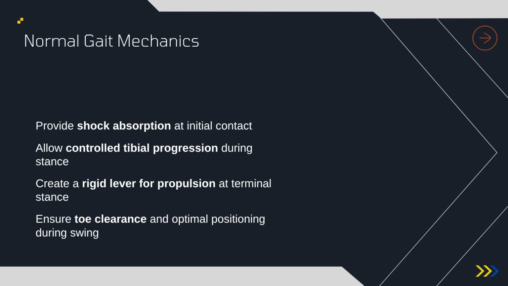During terminal stance and pre-swing, the ground reaction force initially remains anterior, then shifts posterior as push-off occurs, allowing rapid plantar flexion for propulsion. Every ankle deviation you see is essentially a failure to control one of these external moments.